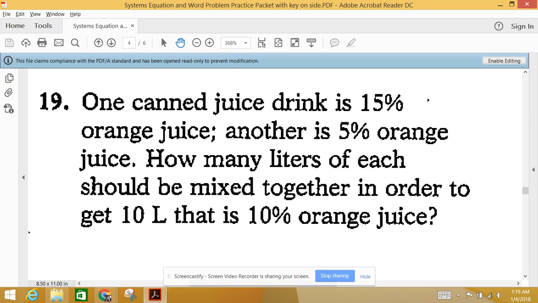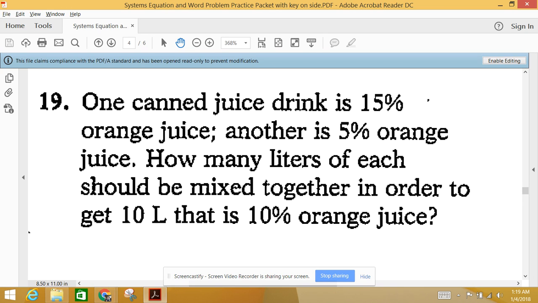So I've got one canned juice drink that is 15% orange juice. Another is 5% orange juice. That's super cheap of them. And we want to mix together some number of liters of the 15% and some number of liters of the 5% to get a total of 10 liters that is 10% orange juice.